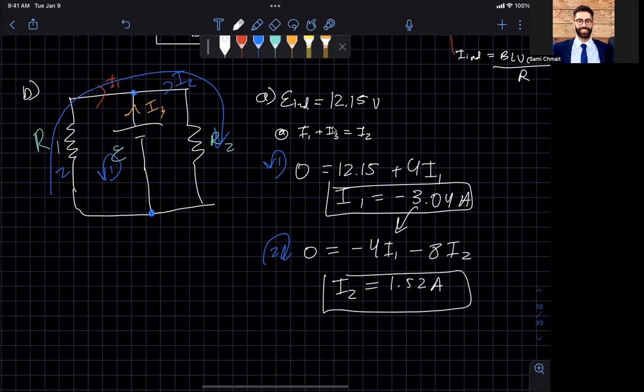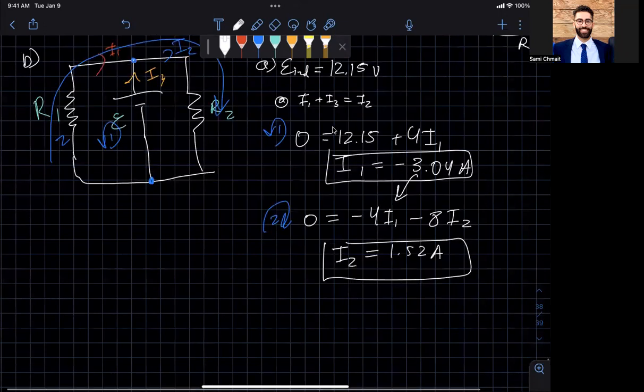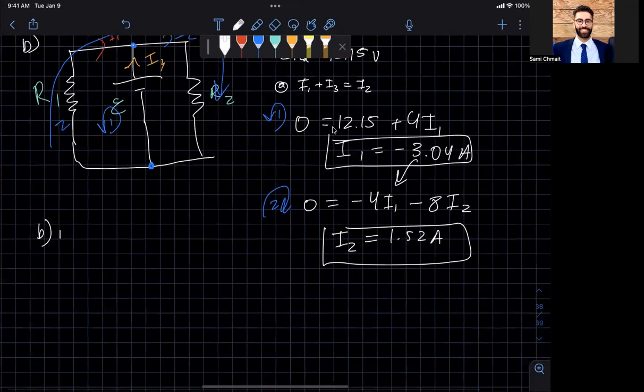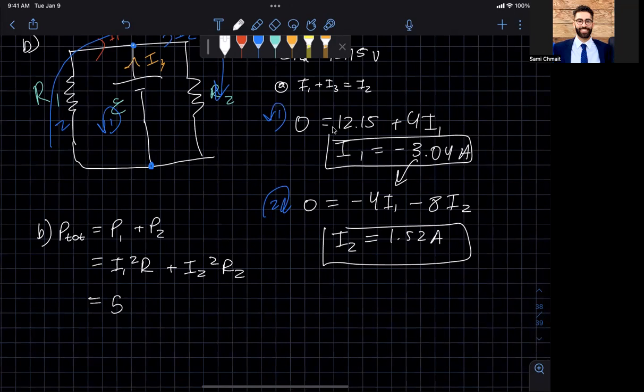Okay. Moving on to part B, we're asked for the total power. So the total power includes those that go through resistor 1 and resistor 2. So we're going to have to add those two and plug in. And in this case, you're going to want to plug in the absolute value of I1. That's just because there's no true negative current in this case. Rather, it was because our guess was wrong. So you just make sure you plug in the positive. You end up getting 55.36 watts. That's our total power.